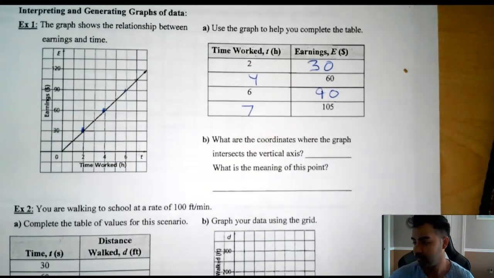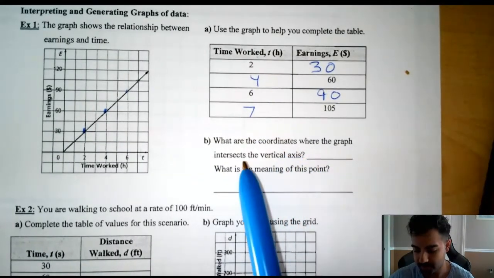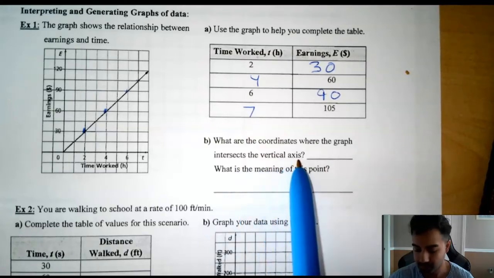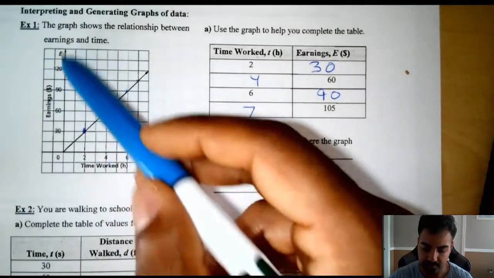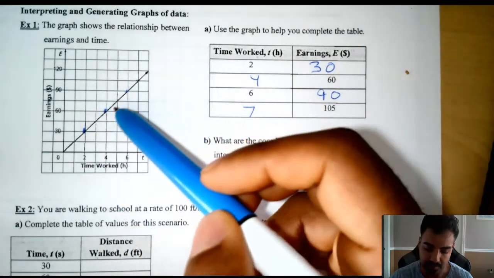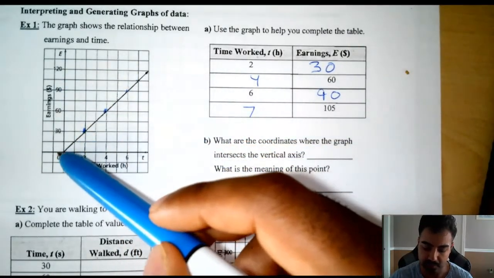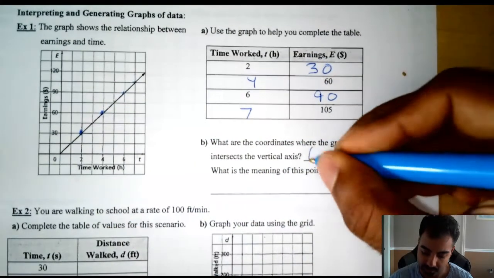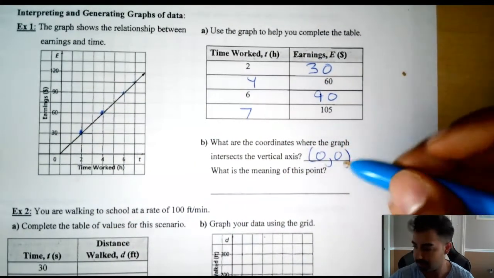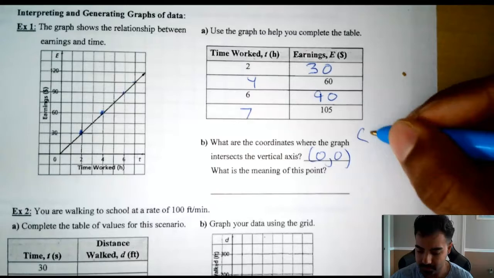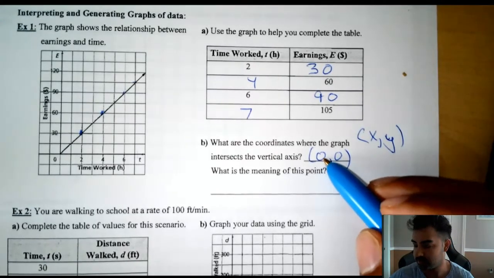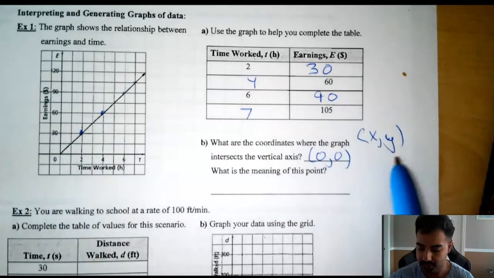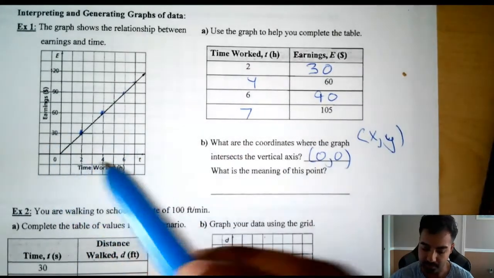What are the coordinates where the graph intersects the vertical axis? Where the graph hits the vertical axis, you see the vertical axis is up and down here. The slope doesn't hit it until this point here, the 0 point, which is just 0, 0. And just a note, when you write it in this form, we're writing it like x comma y. So the first number is the x value, which in this case is 0. The second value is the y value, the up and down value, which is 0.